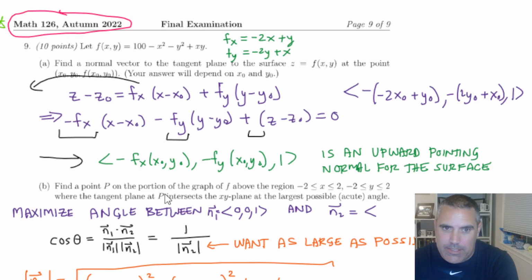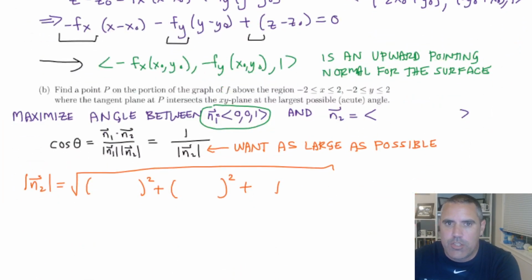So part B says, I want to maximize the angle between these two planes. The XY plane, which would have a normal pointing straight up, and this other plane, which I don't even know. So this was the challenge. The guiding principle here is, what are we optimizing? We're optimizing the angle, and it's between these.